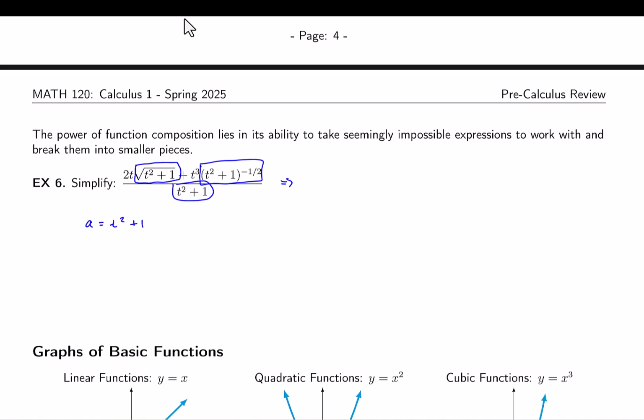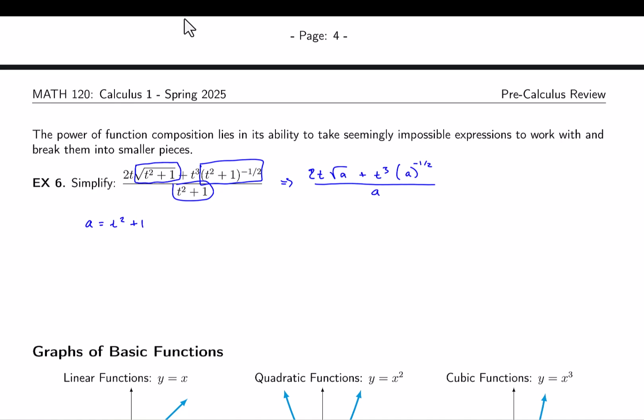this is a form of function composition. It's allowing me to substitute something that's complicated for something that's easier. So this would be 2 times t times the square root of a plus t cubed times a to the negative 1/2 all over a. And so the idea is I've got just something a little bit simpler to look at to start with.